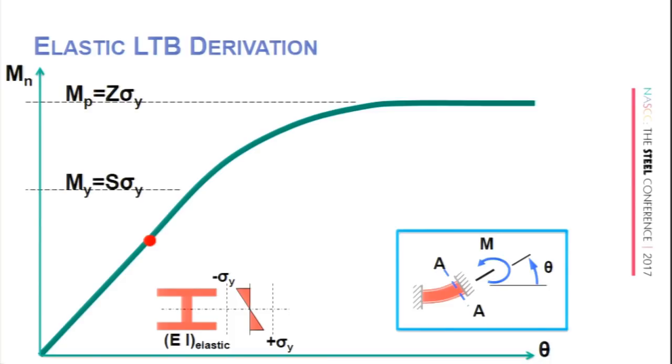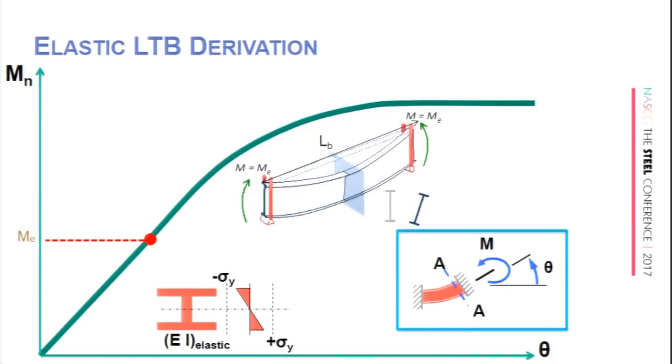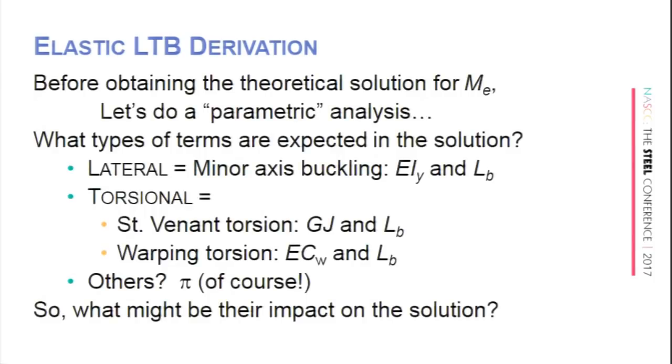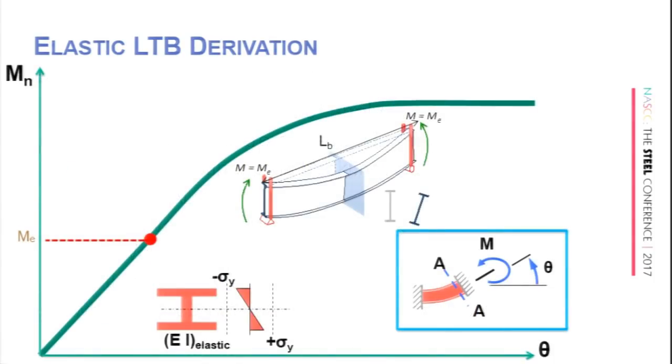So we have a nice linear stress distribution. These dotted lines would probably represent the stress at plastic. So we haven't gotten there. Nothing is yielded. It's all elastic behavior. And we can then move up the curve. Let's go back a minute. So this is our ME, okay, in this condition where we've got elastic lateral torsional buckling.